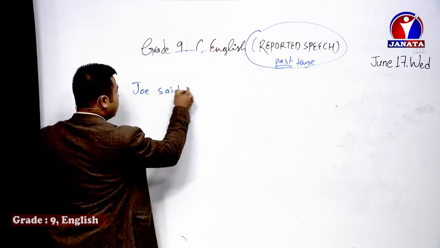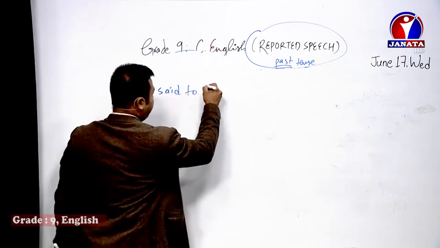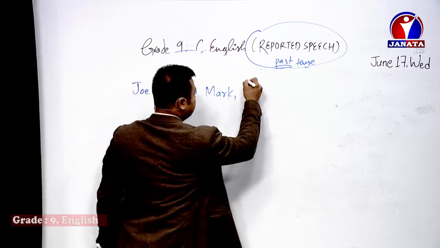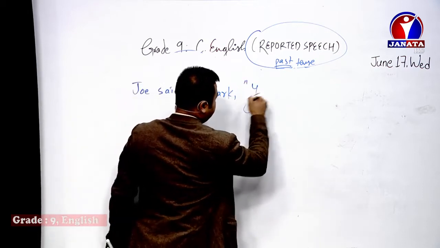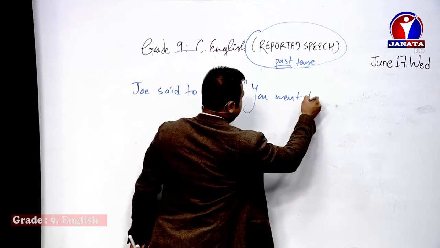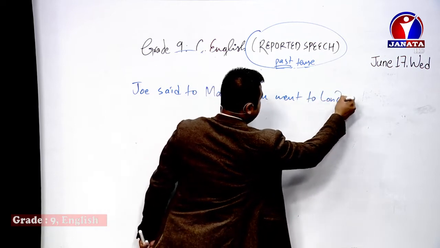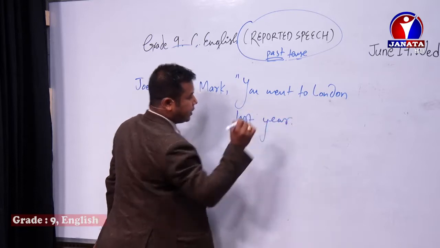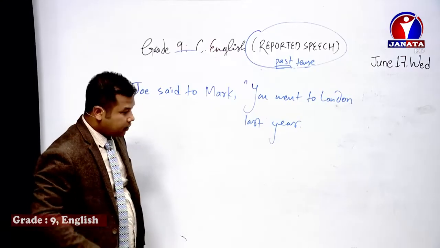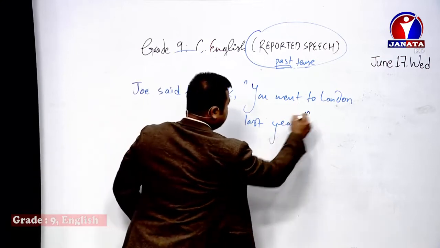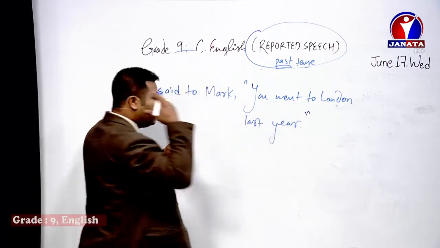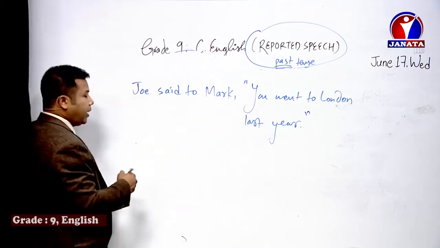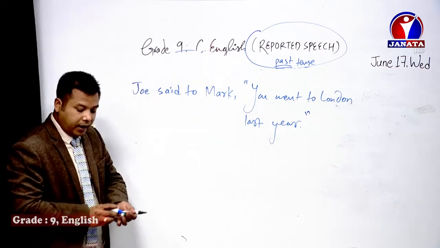Joe said to Mark, you went to London last year. Or if you're just confused on this, write any sentence that your mind can think of, just like I have written. You went to London. Then, how do we transfer this into indirect speech?